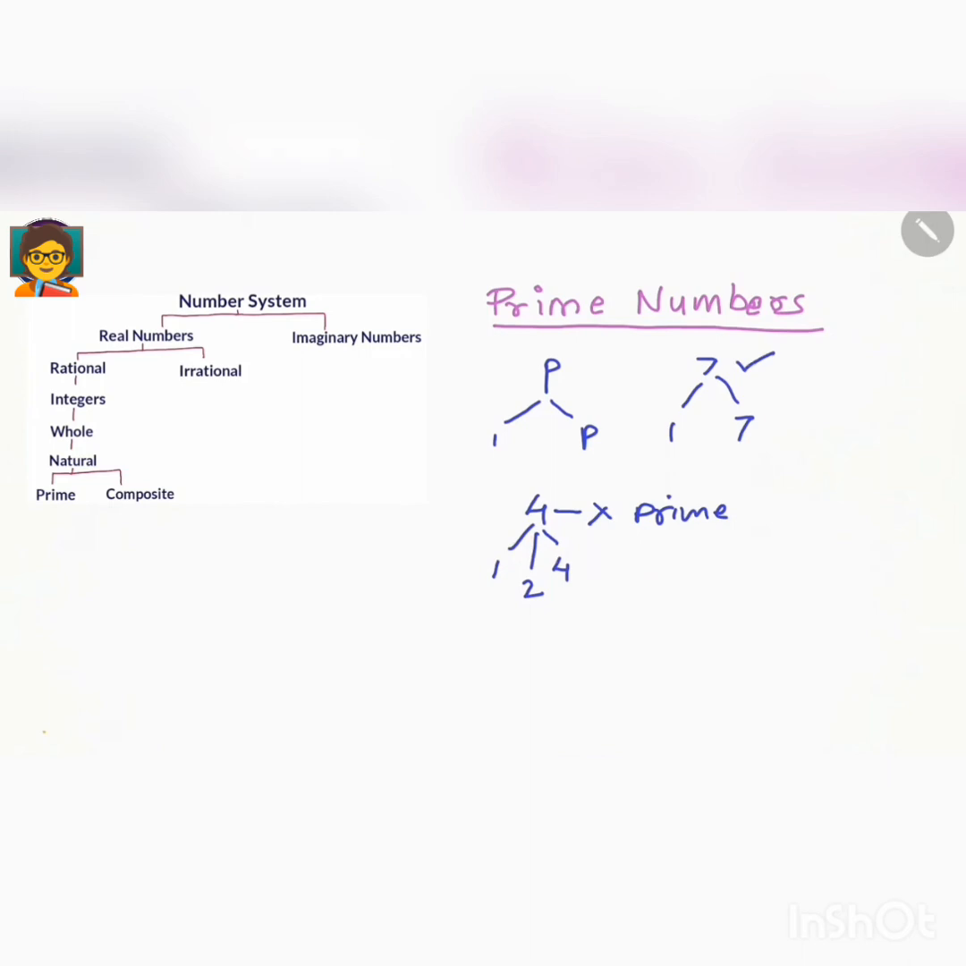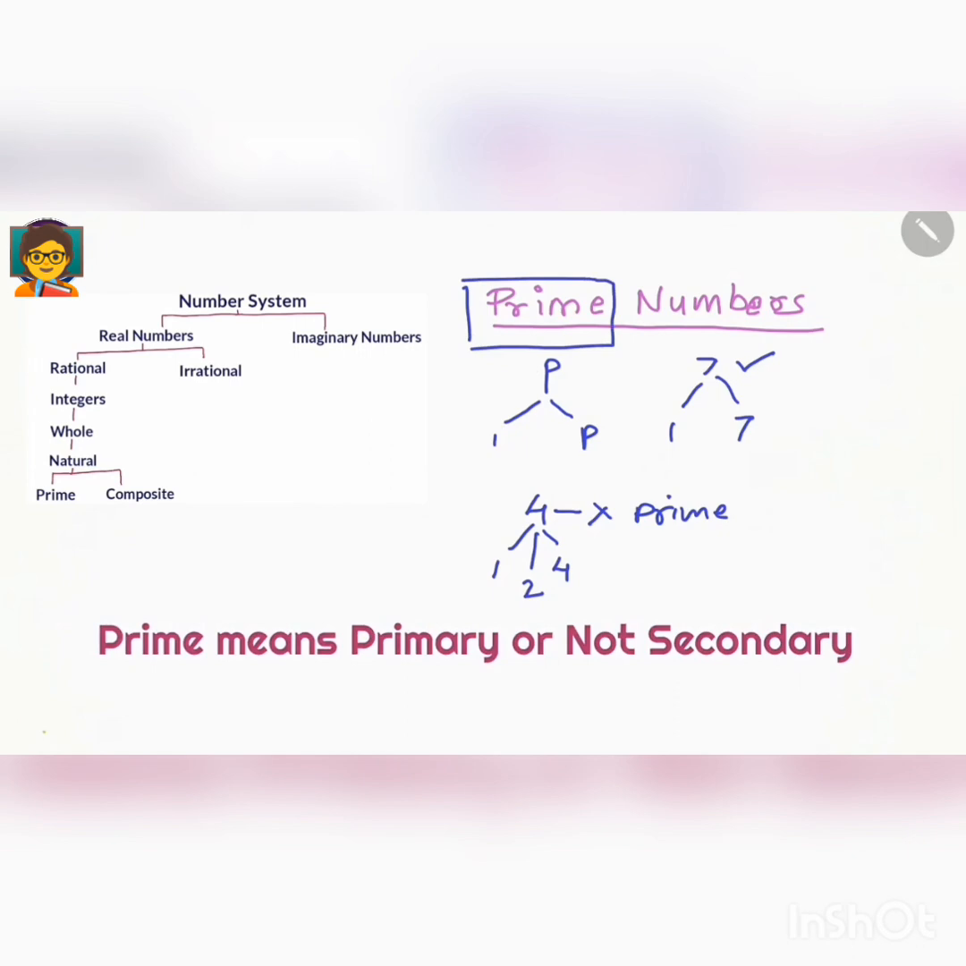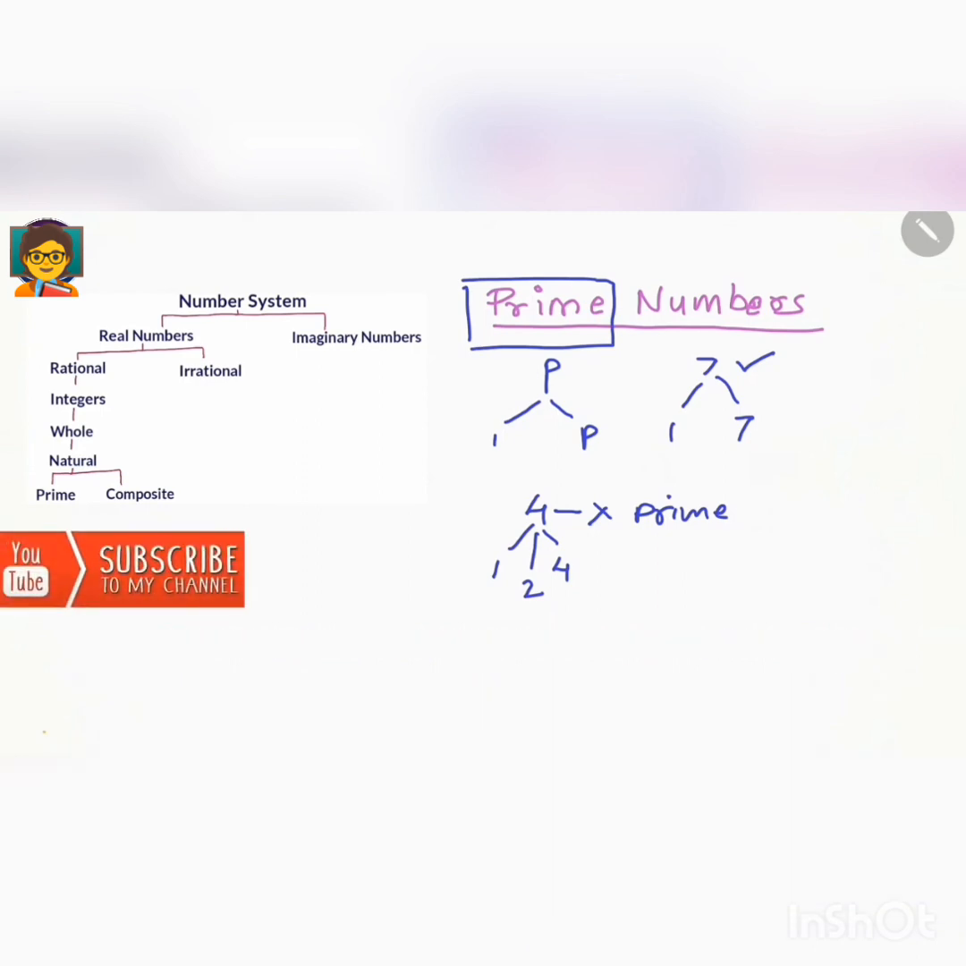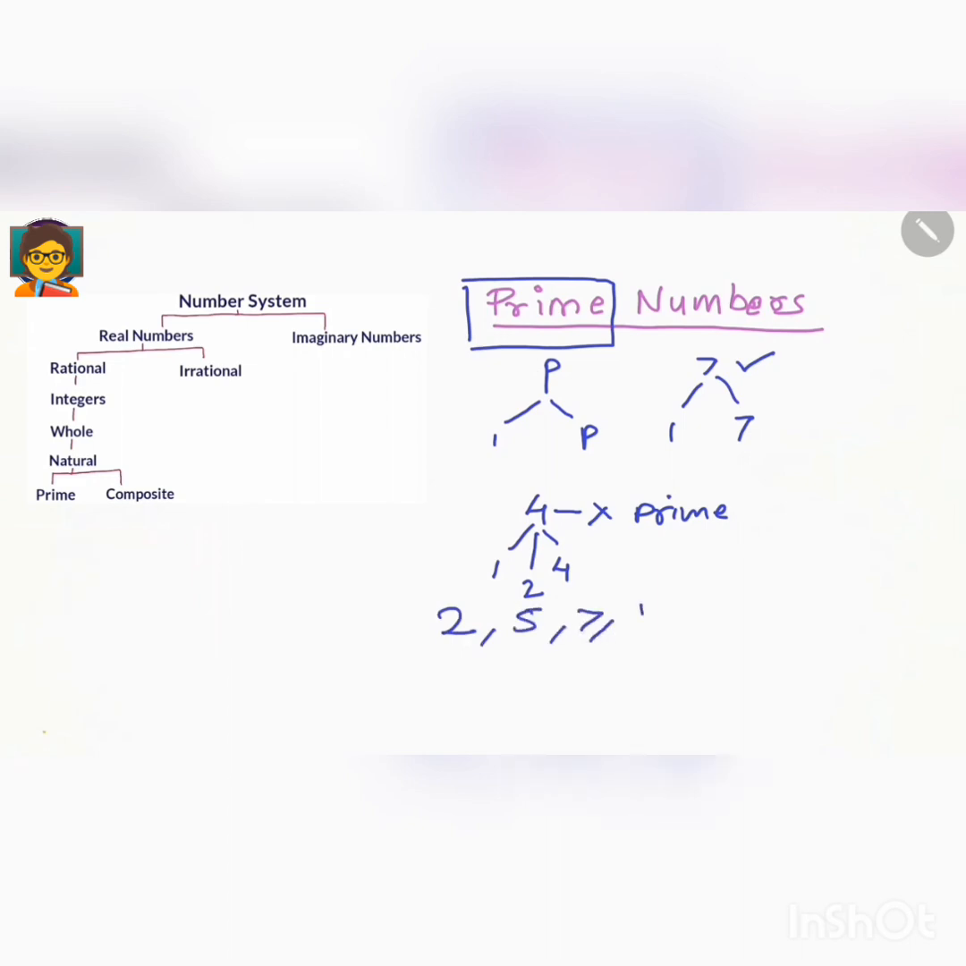Now the most interesting part, how you are going to remember the prime number. Just have a look at this word prime. Prime means primary or important, or which is not secondary, which means you cannot form this number using any secondary number. That's the reason it is called a prime number. Some of the prime numbers are 2, 5, 7, 11, 13, 17 and so on.